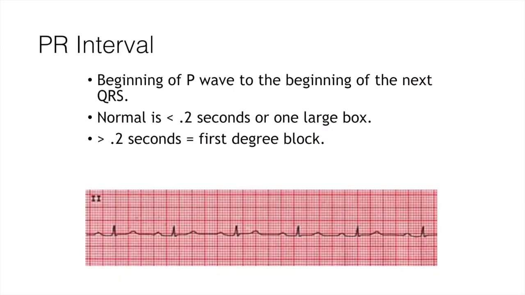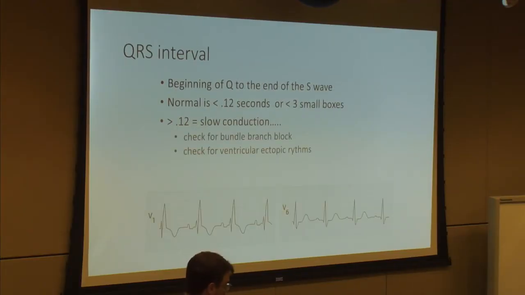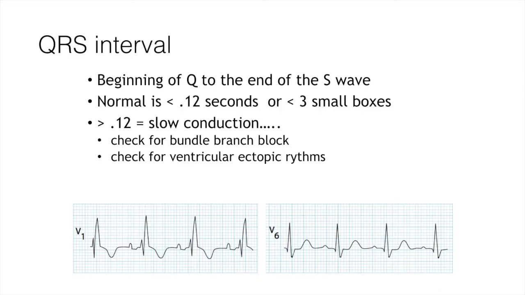So short PR or long PR interval, greater than one big box, right? You can see here to here, that's greater than one big box, first degree AV block, right? My QRS interval, looking at the beginning of my Q to the end of my S, and I'm more than 3 boxes, right? The end of my 3rd box ends right about here, and I still continue out. So I'm a wide QRS, okay? Wide QRS tells me delayed depolarization of the ventricle, okay? Greater than 0.12 or greater than 3 small boxes.